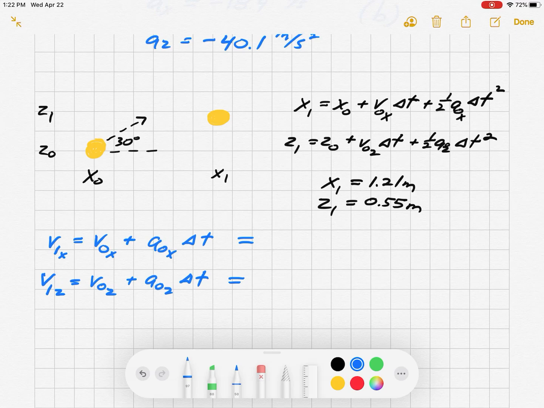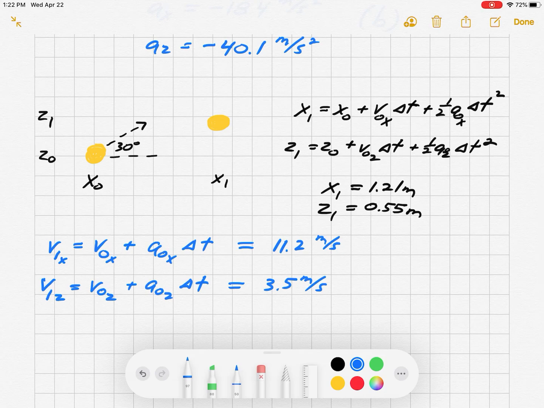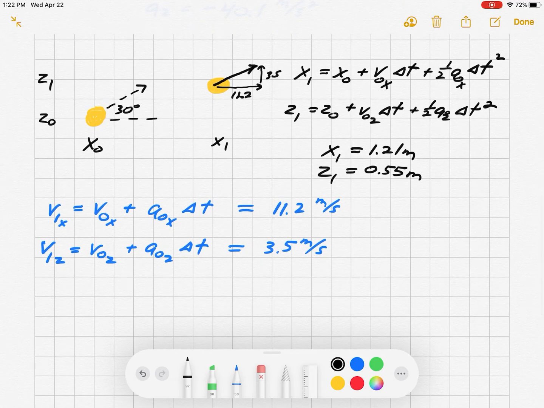And that will give us our velocities at the next time step, 11.2 meters per second and 3.5 meters per second. Okay, so what do we do with this? Well, we think about this. These are the velocities now for this ball. This ball is now moving at this x speed of 11.2 meters per second and 3.5 like that, and its new direction is given by the ratio or the angle that's formed by those, right?